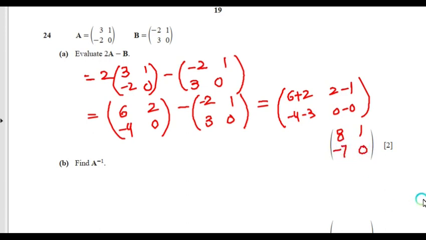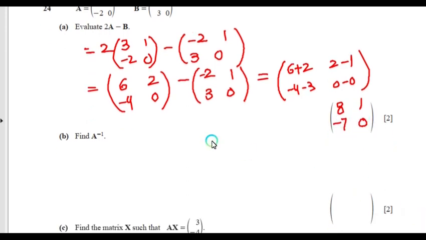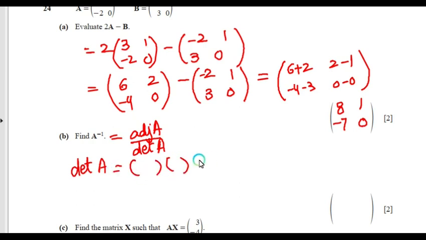Now subtracting the second matrix from the first, so it will be the corresponding entries, obviously 6 minus minus 2, 6 plus 2, then 2 minus 1, then minus 4 minus 3, then 0 minus 0. So 6 plus 2 is 8, 2 minus 1 is 1, negative 4 minus 3 is negative 7, 0 minus 0 is 0. Okay, in the next part we have to find the inverse of A.